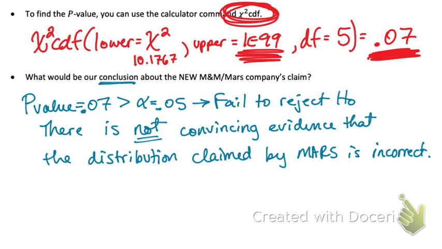We do not have convincing evidence that they're lying to us. But guys, why were our observed values different than our expected values? It must have just been sampling variability. We do not have convincing evidence that they've lied to us. We just had some sampling variability in our little bag of M&Ms.